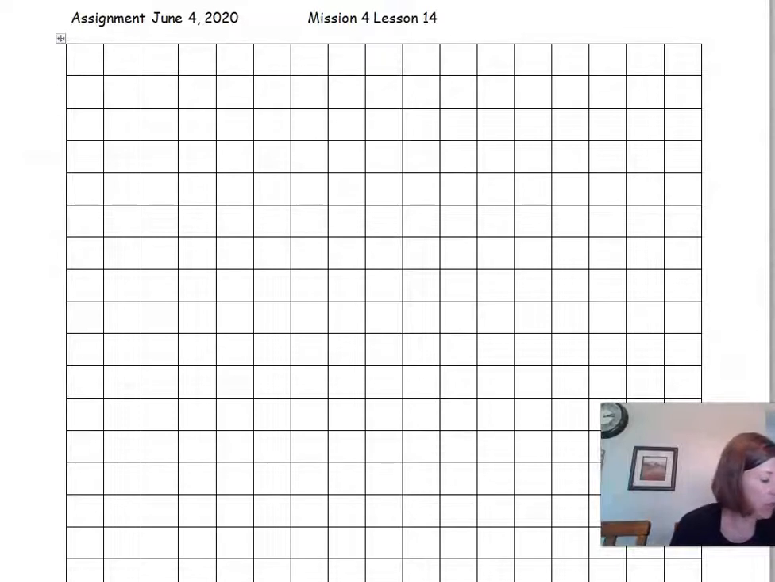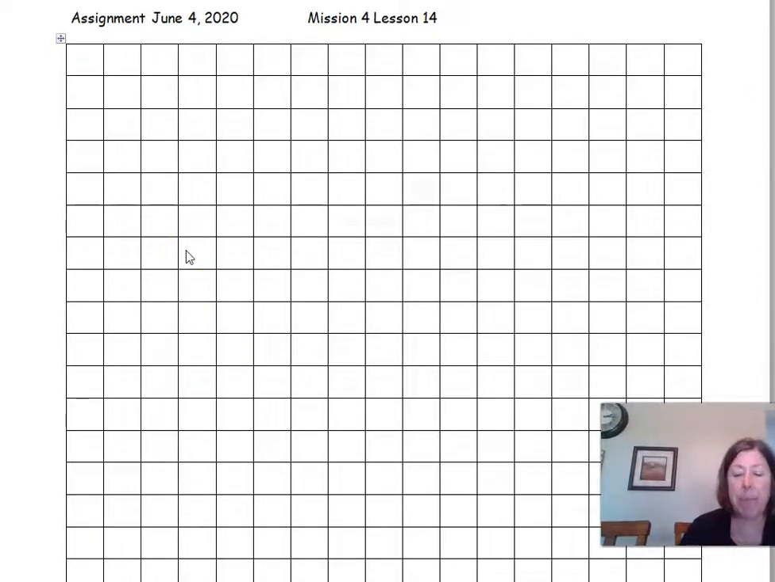So we're going to do letter D first, and then I'm going to go to the whiteboard to do letter C, the acute scalene. So for letter D, it's acute isosceles. That means every angle has to be acute and 2 sides have to be equal. So this is what I'm going to do for this one.